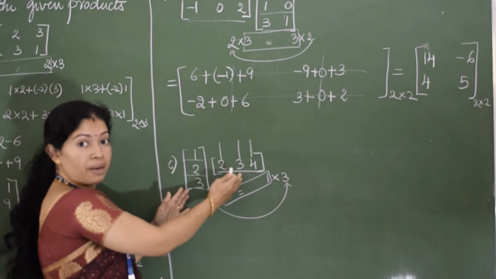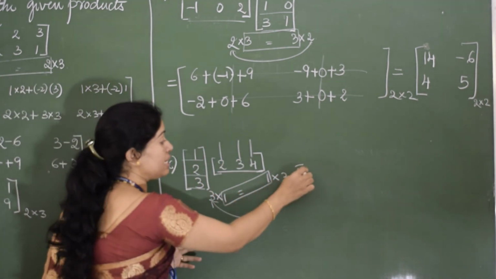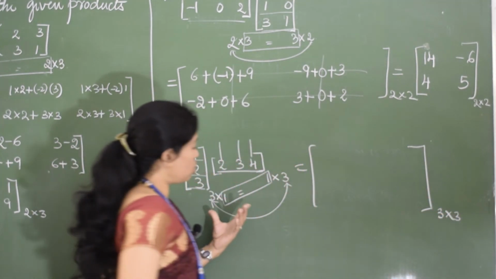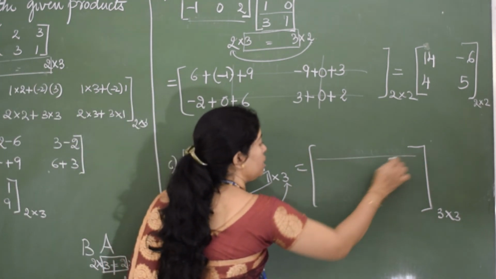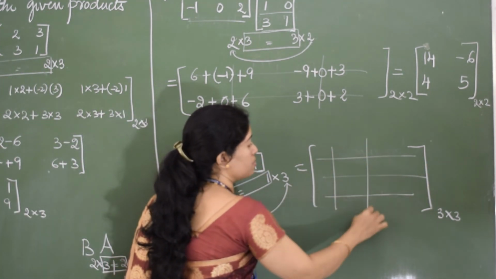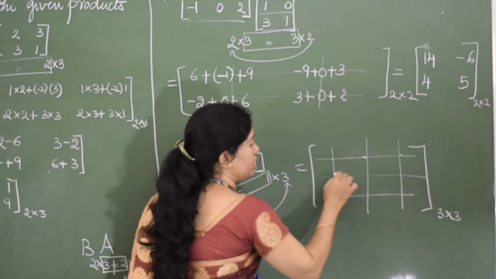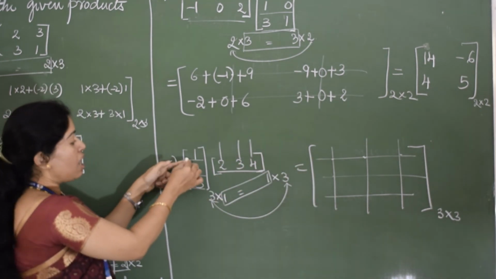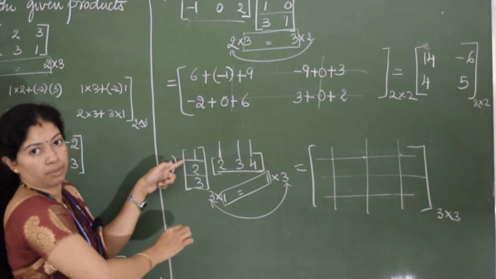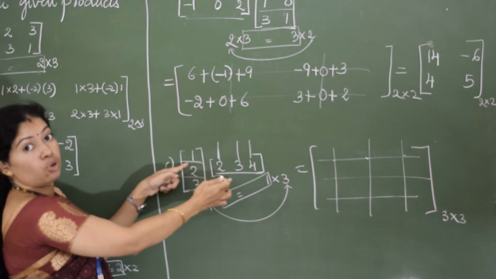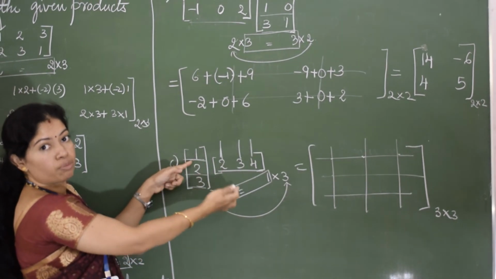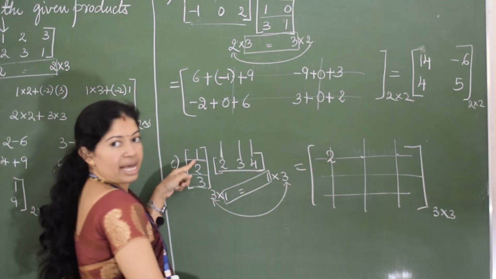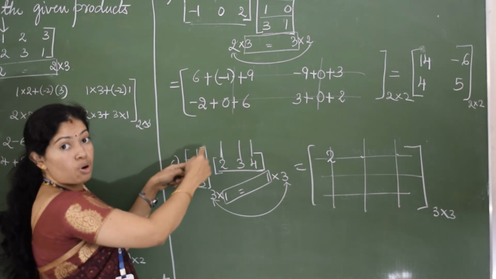So before you multiply these two, keep in mind we will get a product of order 3 cross 3. 3 cross 3 means what? It is having 3 rows and 3 columns. You have to find here the entries. So let us find them. How to get this one? You have to multiply first row with the first column. You have only one entry in the first row and only one entry in the first column. Just multiply and write there. So it is 1 into 2. It is 2.